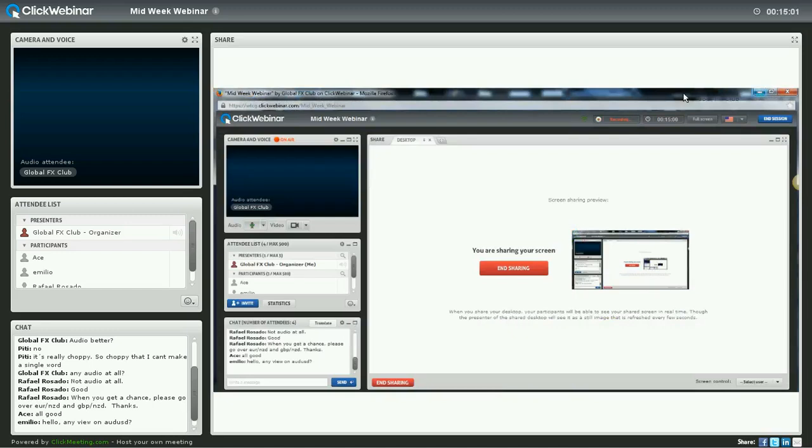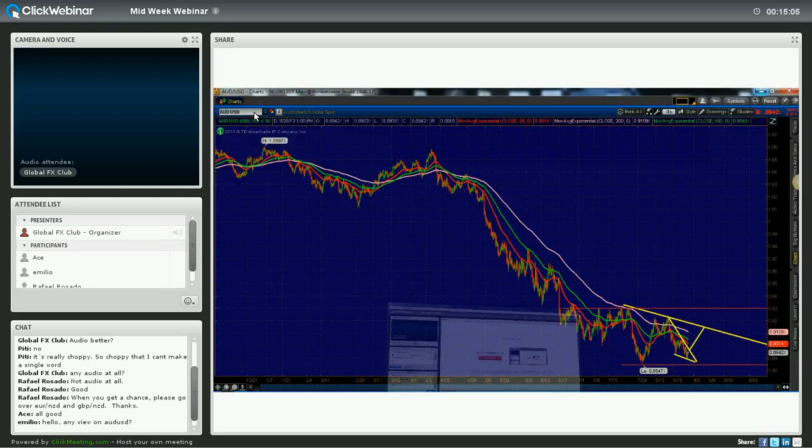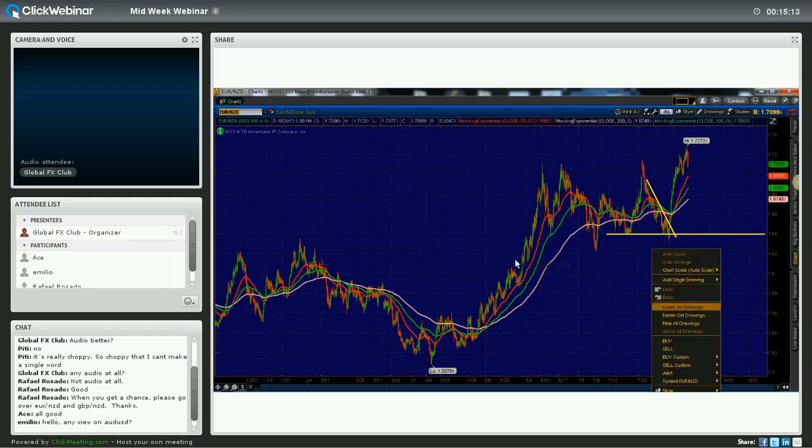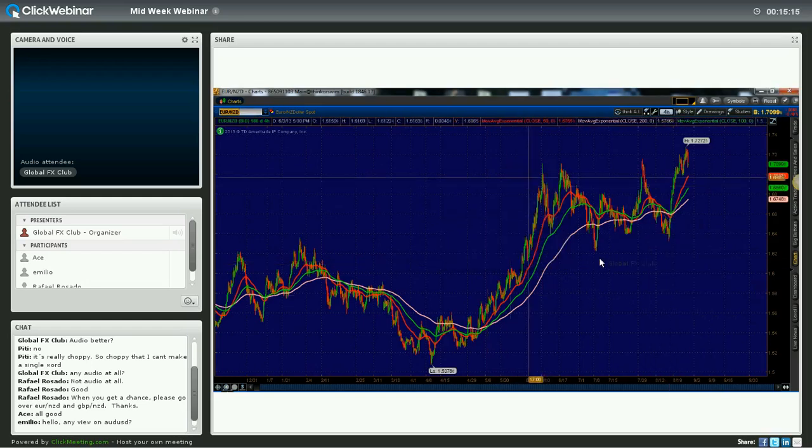Then we had Euro Kiwi and Pound Kiwi. Let's take a look at those real quick. Alright, so this is Euro Kiwi. Euro Kiwi, a little bit tricky here. Not my favorite pair.